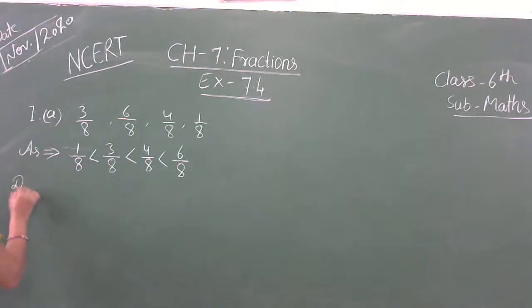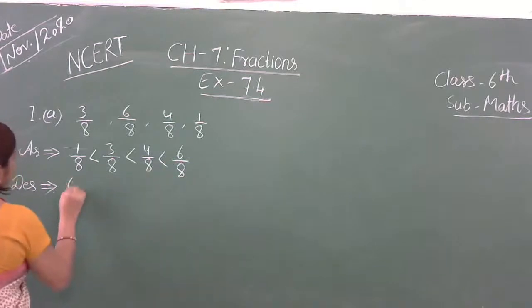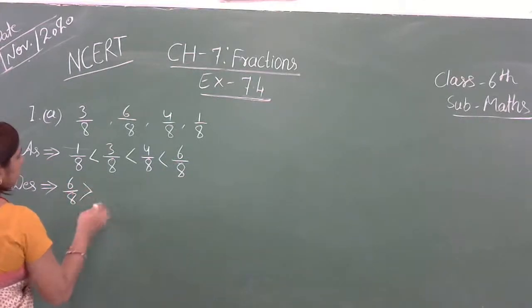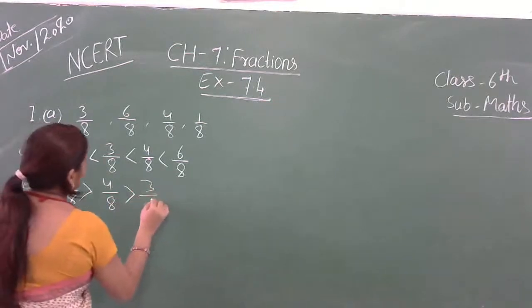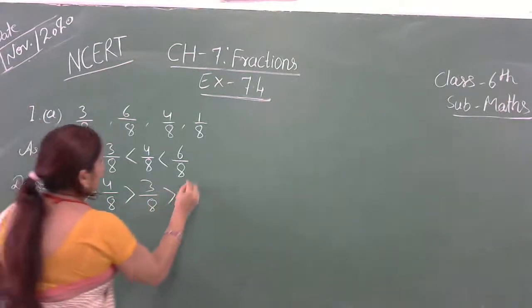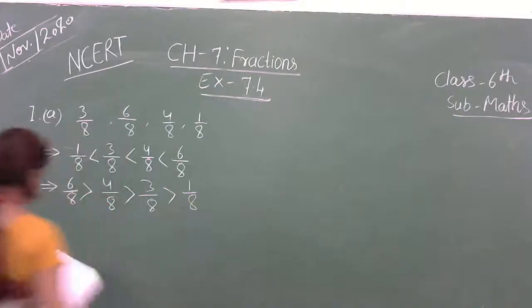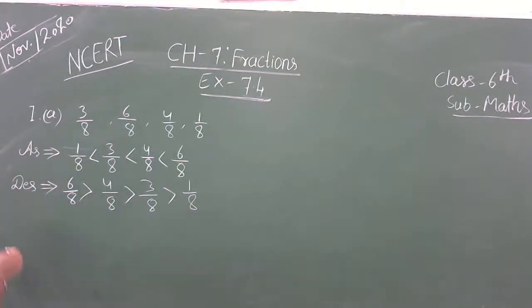Now descending order. Similarly, 6 upon 8 is greater than 4 upon 8, greater than 3 upon 8, greater than 1 upon 8. Now B part.